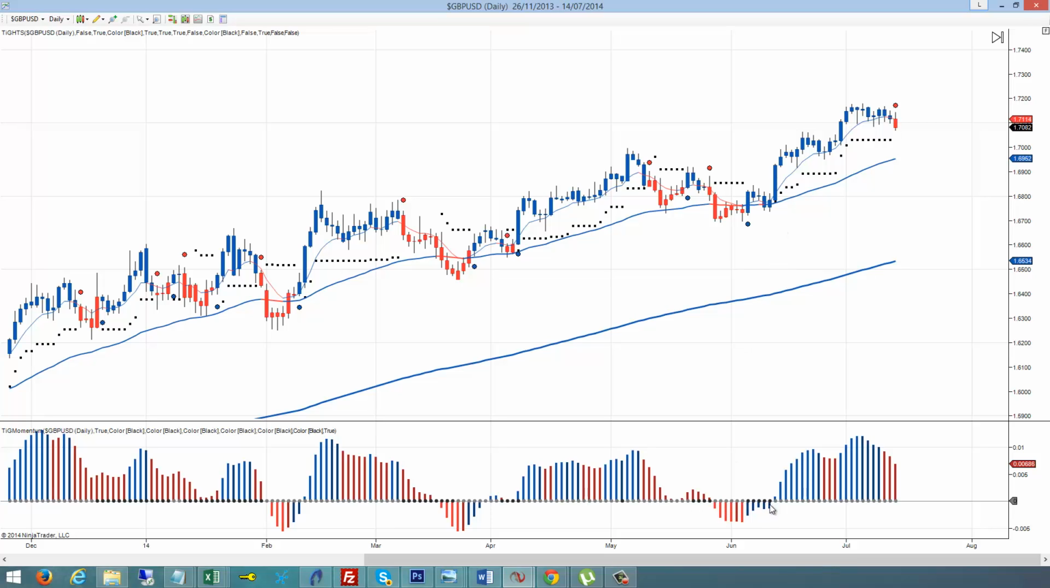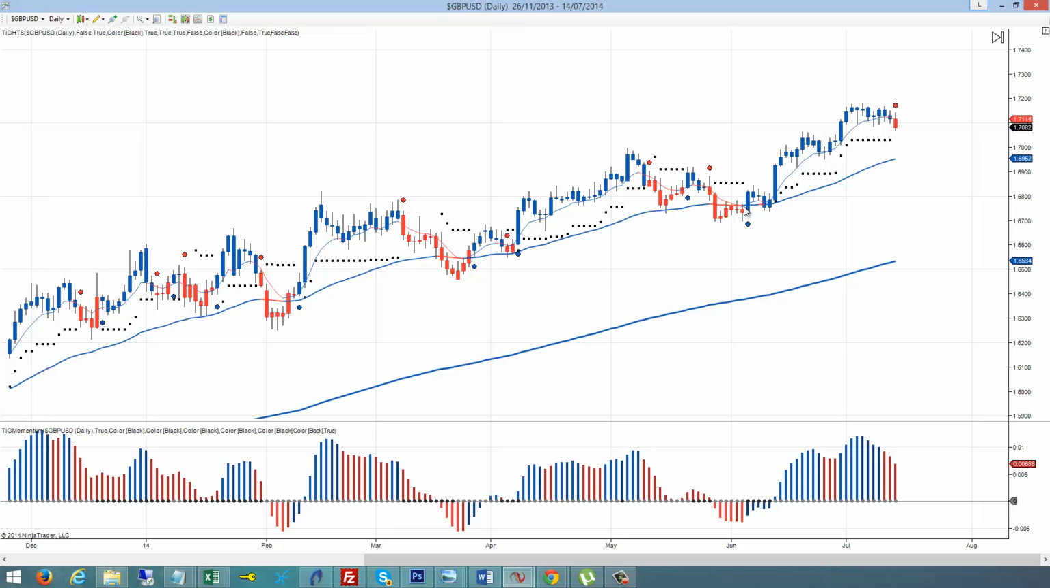When we break out of these areas, as you can see we did here, and the indicator starts to trend in the other direction, that's a really strong buying signal. When it's coupled with this buy signal here, we're all in on that trade.